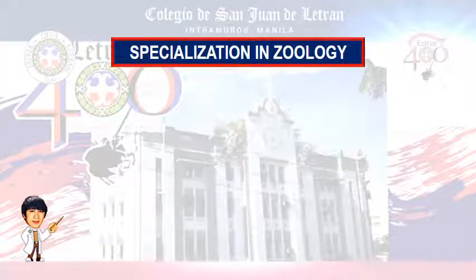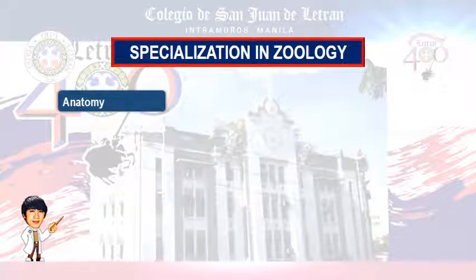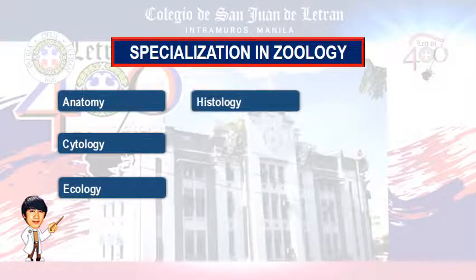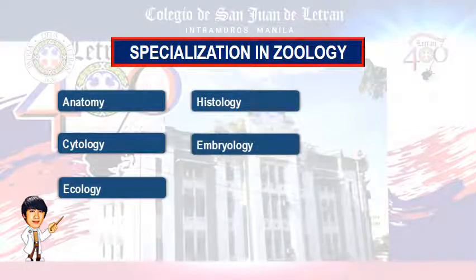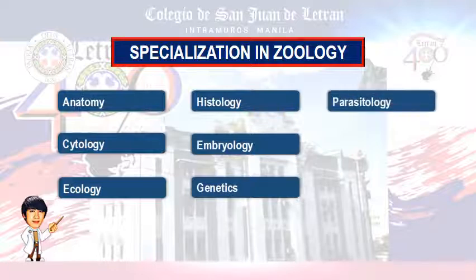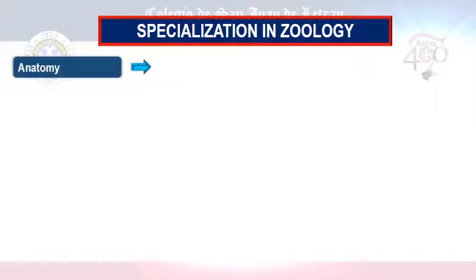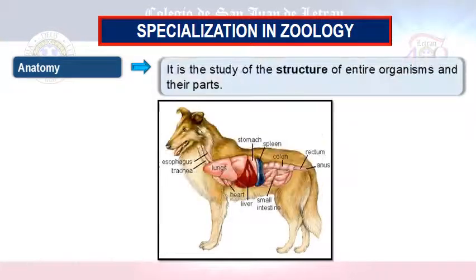Let's now move on to the specializations in zoology. We have anatomy, cytology, ecology, histology, embryology, genetics, parasitology, physiology, and taxonomy. First, let's talk about anatomy.